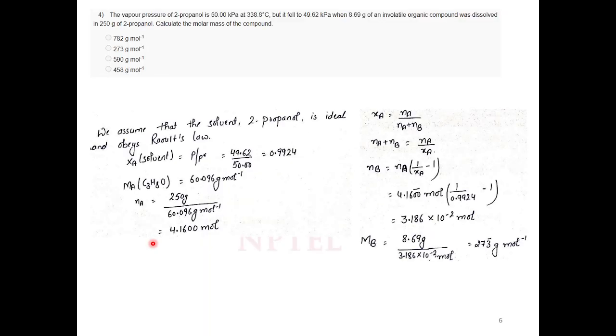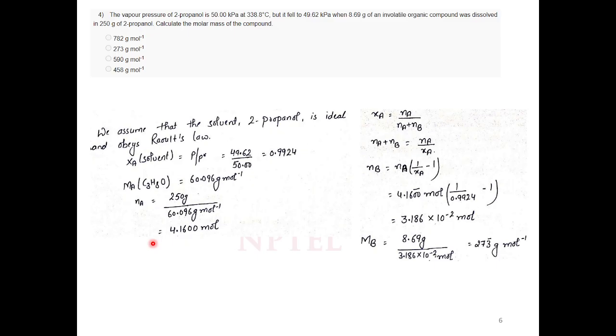Now we will go to question 4, where we need to find the vapor pressure of 2-propanol, which has a vapor pressure of 50 kilopascal at 338.8 degrees Celsius, and it fell to 49.62 kilopascal when 8.69 gram of an involatile organic compound was dissolved in 250 gram of 2-propanol. Now I need to find out the molar mass of the compound.